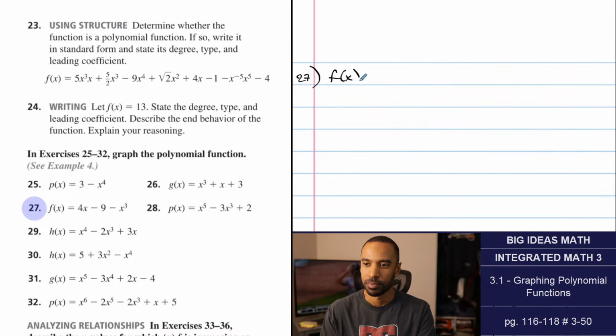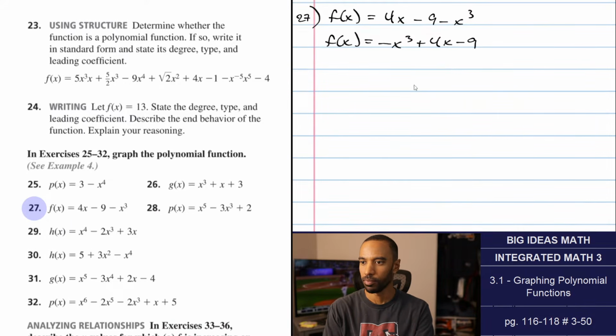F of x equals 4x minus 9 minus x cubed. Better rewritten as negative x cubed plus 4x minus 9. It is a negative cubic. That means we're looking more like this right here. Again, does it curve? I don't know. I don't care. I'm looking for the start, up, finish, down stuff.